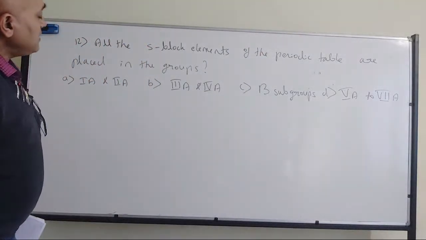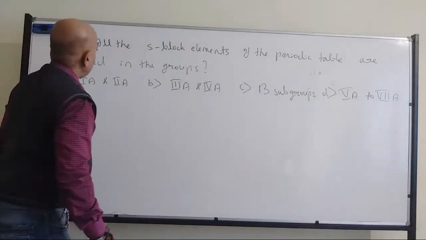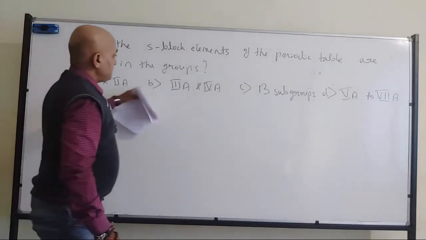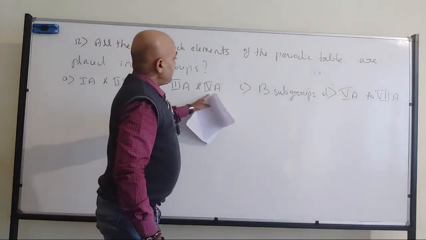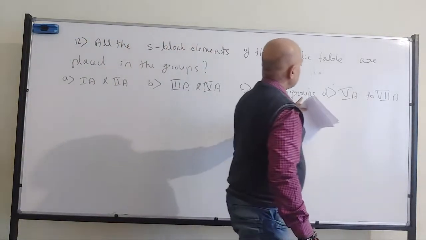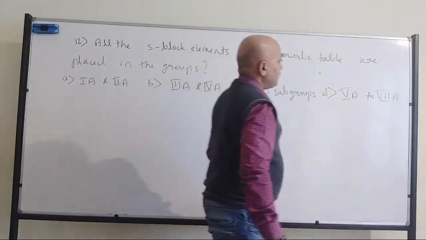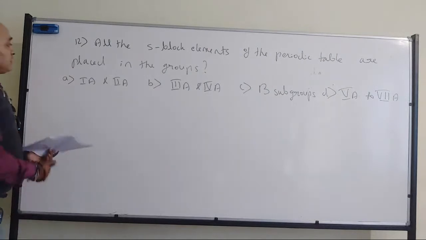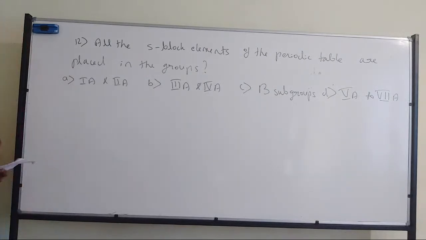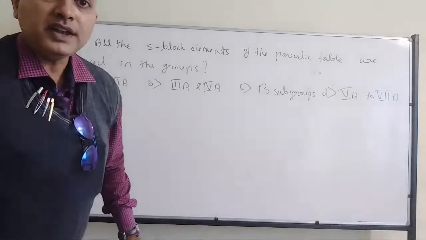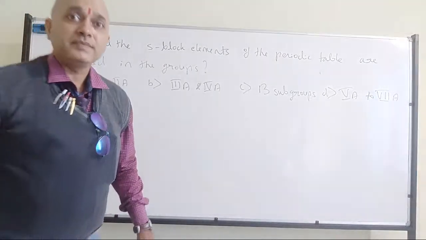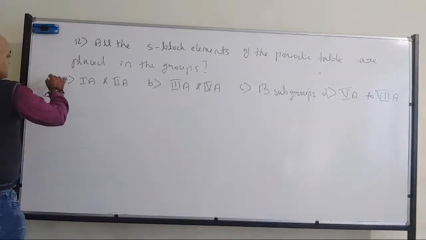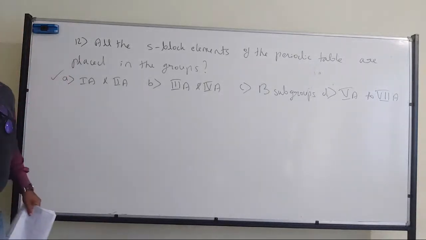That's where all the S block elements of the periodic table are placed in the groups. Option A is 1A and 2A. Option B, 3A and 4A. Option C, B subgroups. And option D, 5A to 7A. Fine. Now when I am talking about this, it is related to the old type of periodic table groups. Okay. And since they are talking about S block, all of you are right. So option A should be the answer.